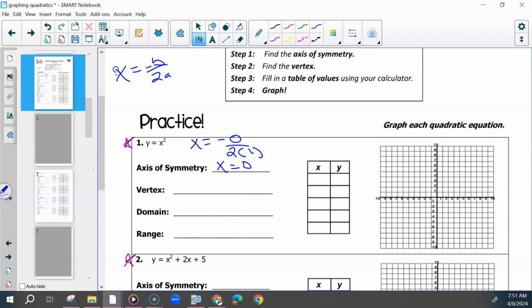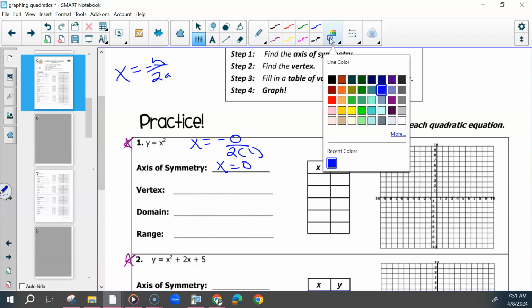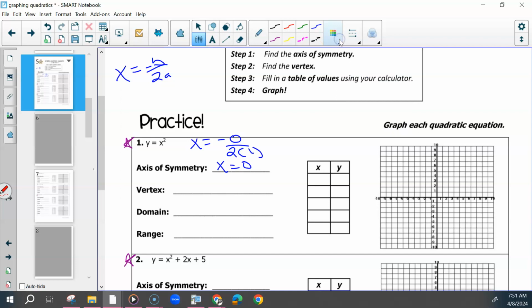So if I were to put 0 back into my equation, what would my y value be? Also 0. Which means my vertex is going to be 0, 0. You're going to put that in the middle of this table. And then the x column we can fill out. We want to go backwards 2 and forwards 2. So negative 1, negative 2, 1, 2.